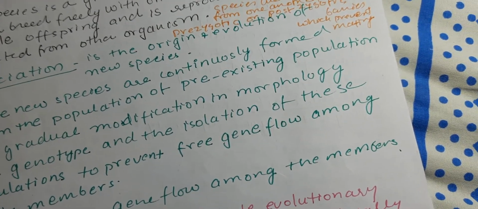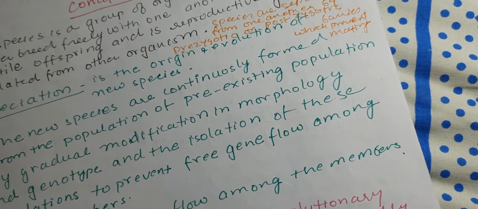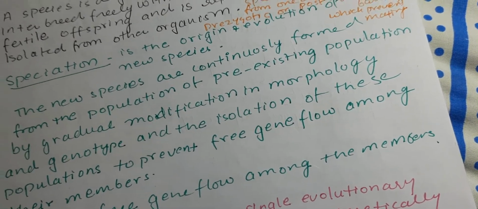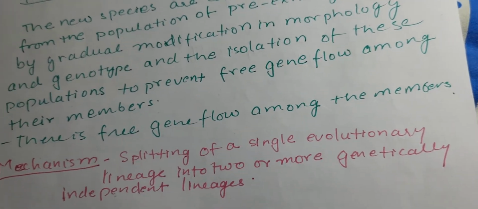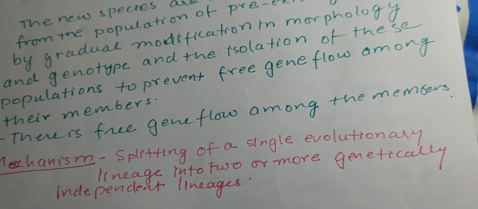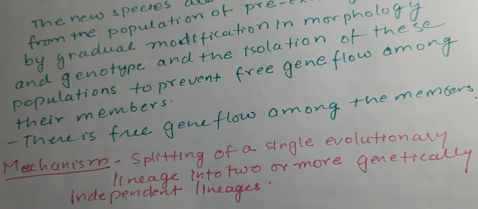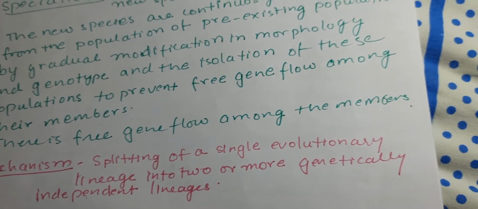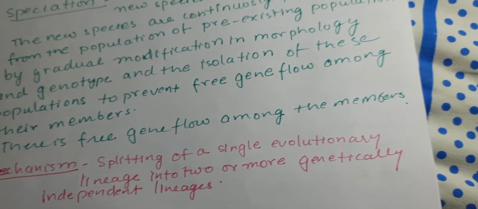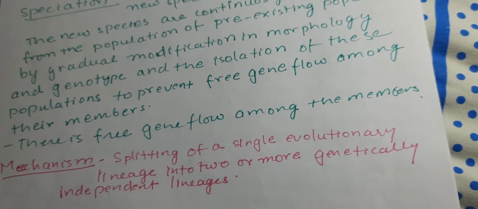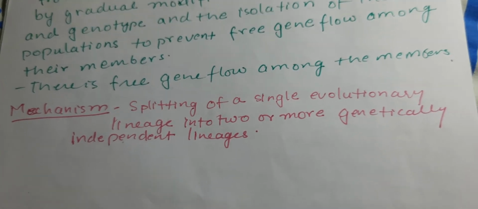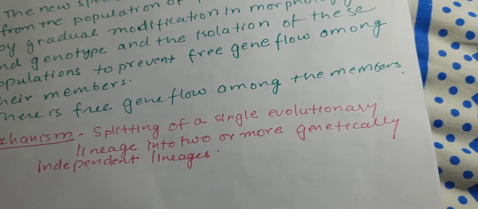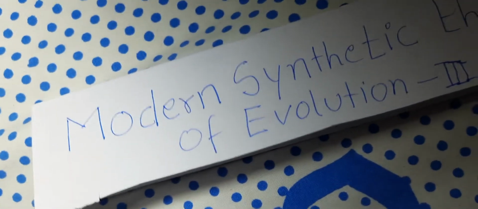When a new species arises from, you can say, the existing population, then that new population has to separate for successive generations to be a new species, and they should not interbreed with the population from where they are separated or isolated. This is free gene flow. So there is free gene flow among the members of a species. Okay, and the mechanism is a splitting of a single evolutionary lineage into two or more genetically independent lineages.